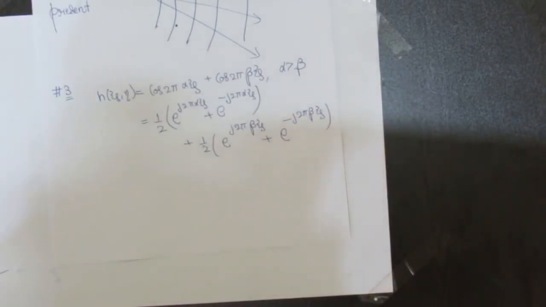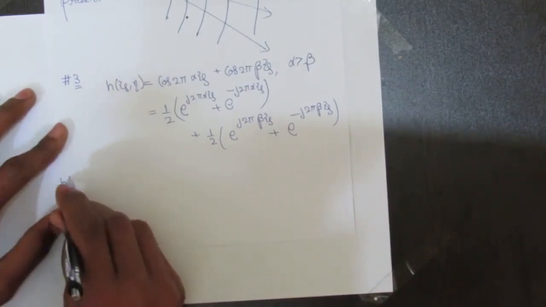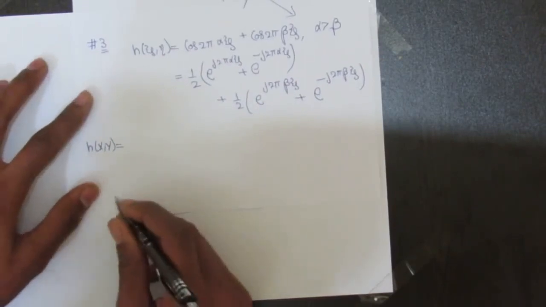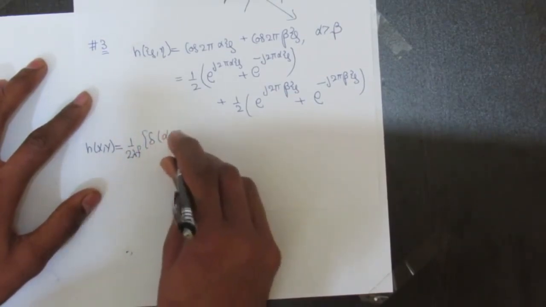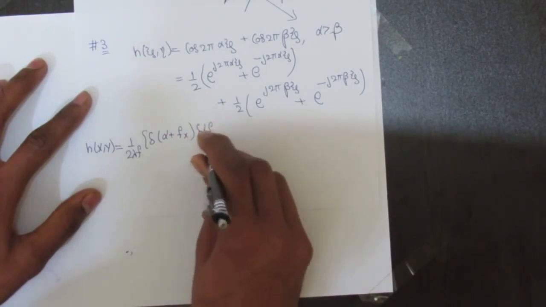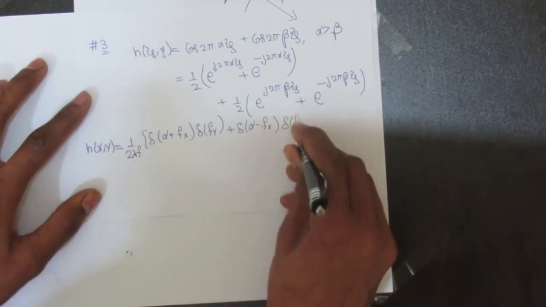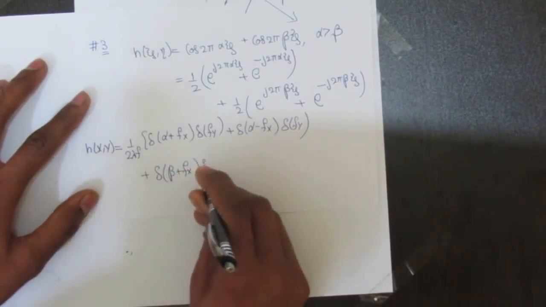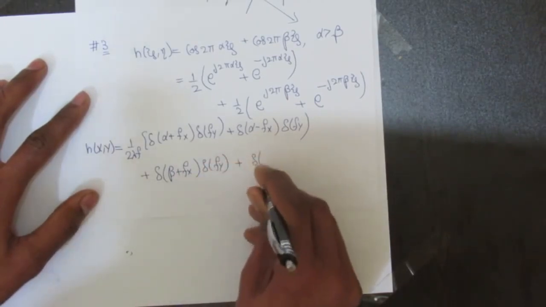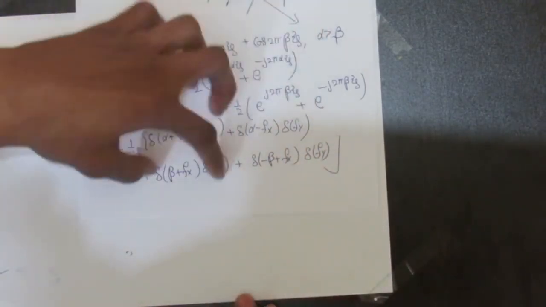Again, if you substitute this h of zeta eta in this integral, the non-zero values that you will get are, I will directly write down the result. So h of xy is given by 1 upon 2 lambda f, times delta of alpha plus fx, delta of fy, plus delta of alpha minus fx, delta of fy, plus delta of beta plus fx, delta of fy, plus delta of minus beta plus fx, delta of fy. So you get four non-zero values. Now let me write down the non-zero values.